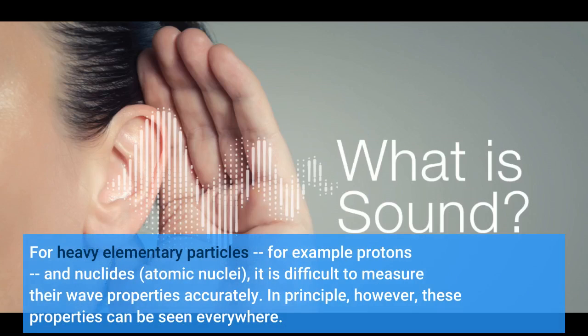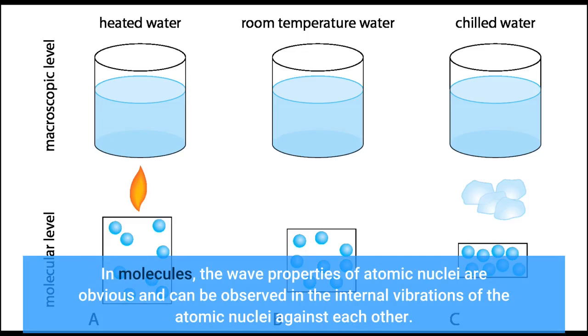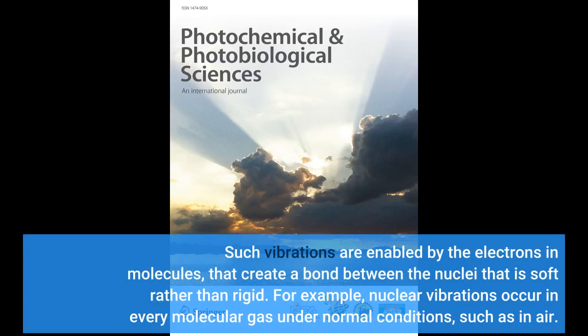For heavy elementary particles, for example protons, and nuclides, atomic nuclei, it is difficult to measure their wave properties accurately. In principle, however, these properties can be seen everywhere. In molecules, the wave properties of atomic nuclei are obvious and can be observed in the internal vibrations of the atomic nuclei against each other. Such vibrations are enabled by the electrons in molecules, that create a bond between the nuclei that is soft rather than rigid. For example, nuclear vibrations occur in every molecular gas under normal conditions, such as in air.